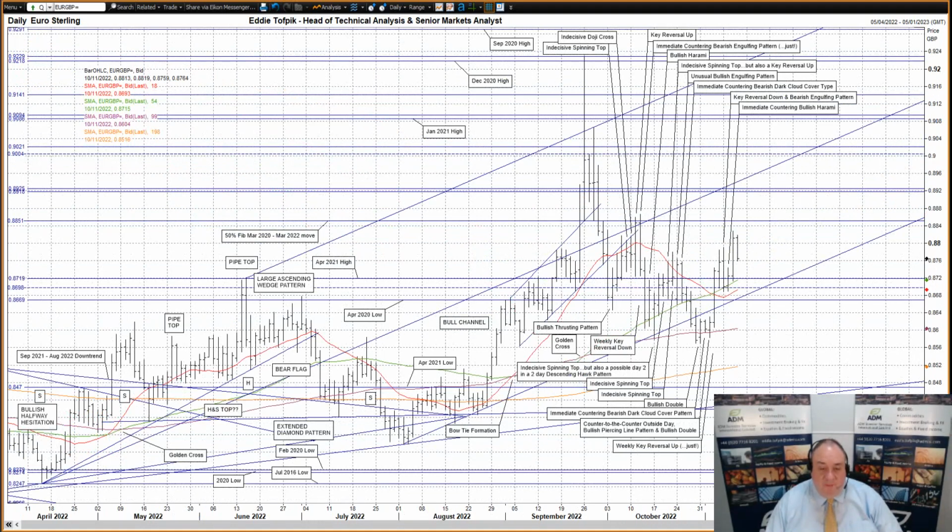Euro sterling. A second bullish white soldier yesterday and a follow-on higher to the previous session's immediate countering bullish harami. Once again, prices utilise the rising short-medium moving average, currently at 87.15, as a base for the move upwards, this time moving and closing over the recent congestion from early October between about 87.69 to 87.80, but halting ahead of testing the 50% Fibonacci line of the March 20 to March 2022 move at 88.51.